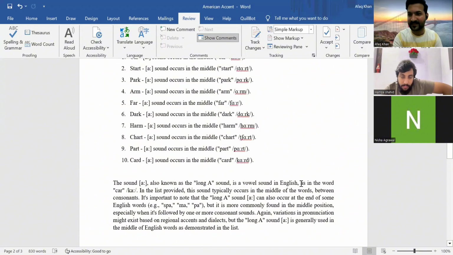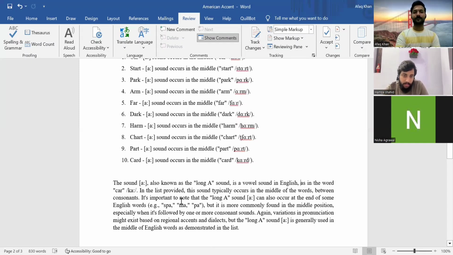Here in this example, we can see the letter A right before S. How's it gonna be? What do you think? It could be "as," but it could also be "az." So it is as in the word car in the list provided. This sound typically occurs in the middle of the words between consonants.